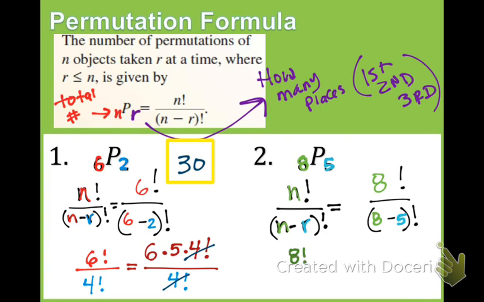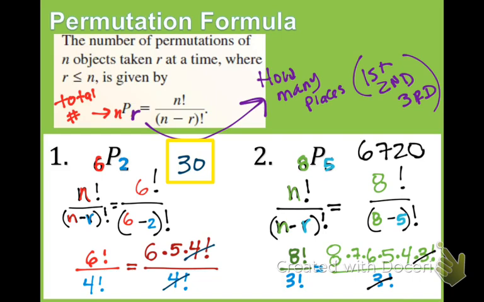The top has 8 factorial, so over 3 factorial. What do I want the top to match? The bottom. So I want to stop at 3 factorial. So 8 times 7 times 6 times 5 times 4 times 3 factorial, over 3 factorial. Those cancel out, and all you have left to do is 8 times 7 times 6 times 5 times 4. 6,720. Perfect.